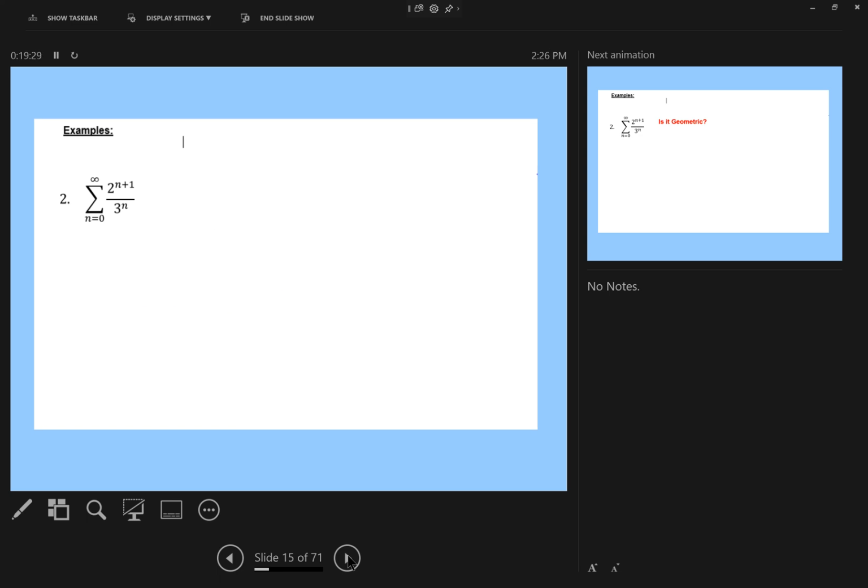Whoa, wait a minute. Is that geometric? Is that a times r to the n? Well, what if we do this? Okay, so I can't use that unless I know it's geometric. And how do I know if it's geometric? I need an a times r to the n. So what if I think of it like this? 2 to the n plus 1. Doesn't that mean it's like a 2 times a 2 to the n? Because if I have 2 times 2 to the n, when I'm multiplying the same base, don't I add my exponents? So we're okay with that now?